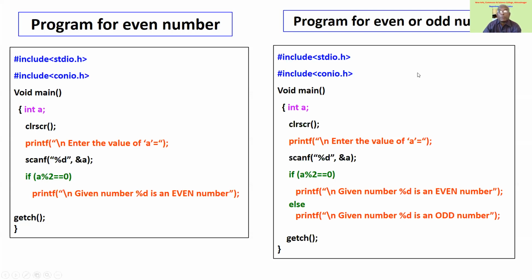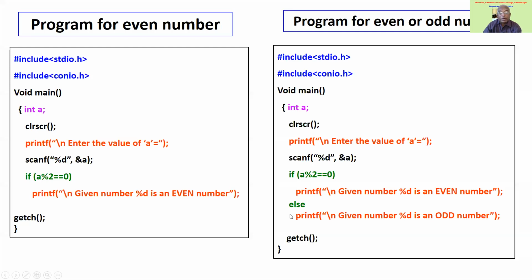Let us come to another program for even or odd number. So here I don't want to define only even numbers. I want to separate odd numbers also. So as usual, hash include stdio.h, hash include conio.h, void main, int a, clrscr, printf enter the value of a, scanf and all those things.